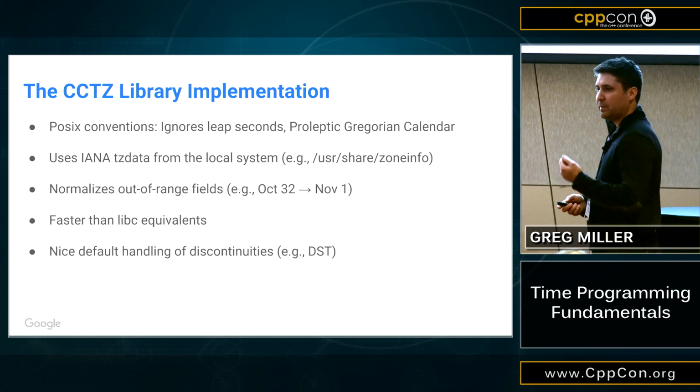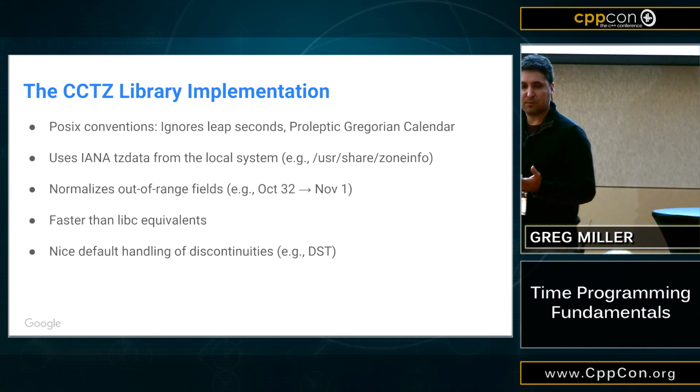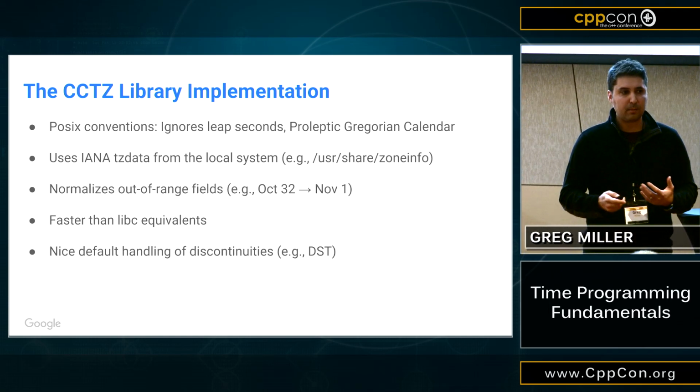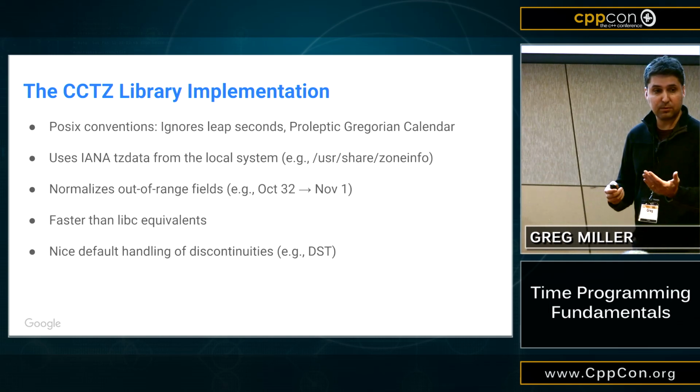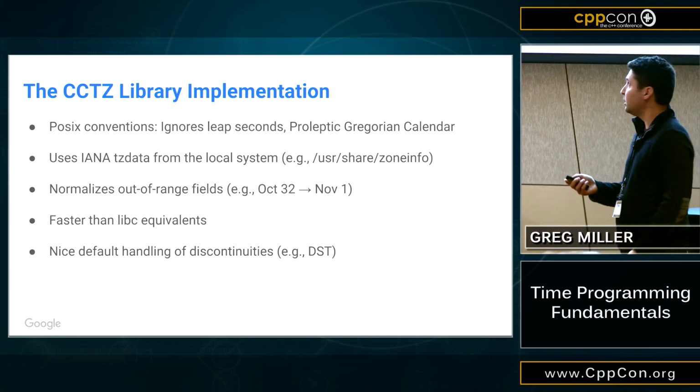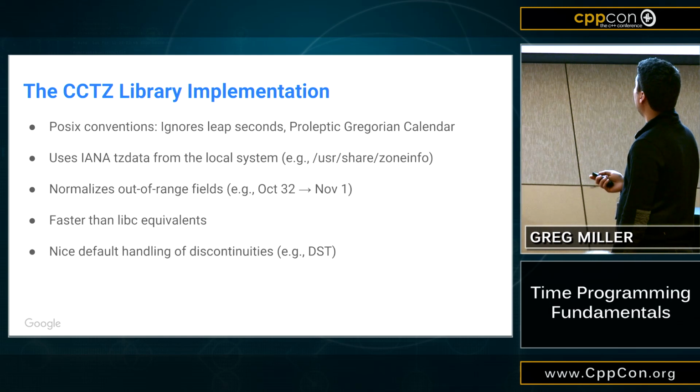And when you call make time and you pass in a year, month, day, hour, minute, second field, any fields that are out of range will automatically be normalized to be in range. So if you pass in October 32nd, for example, it will normalize that to be November 1st. And we'll see in an example coming up about how that can be very useful.